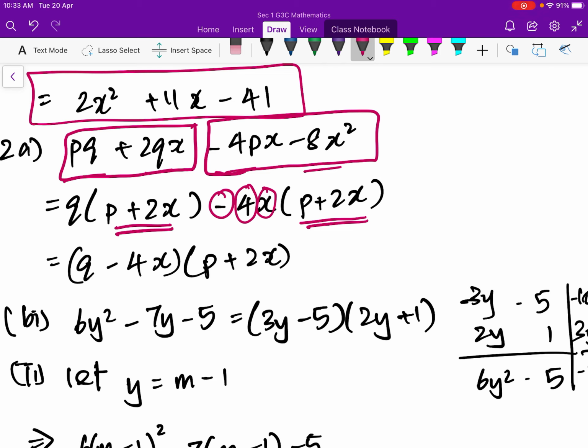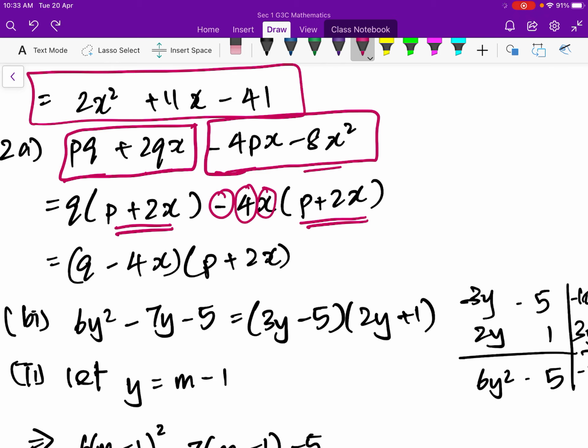Okay, so by factorizing out negative 4x, I get the same p plus 2x. If I had factorized out positive, then this would have been negative and negative, which is different. Then you cannot factorize, so you need to factorize out negative. Okay, so switch it back. This is what we have.